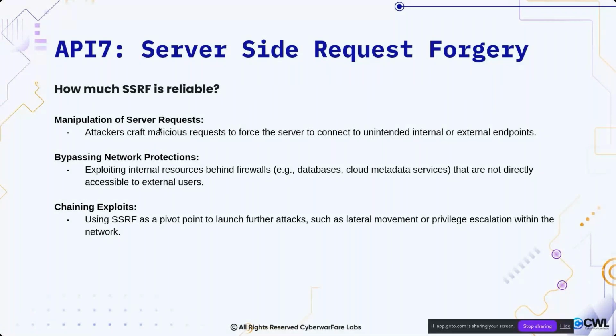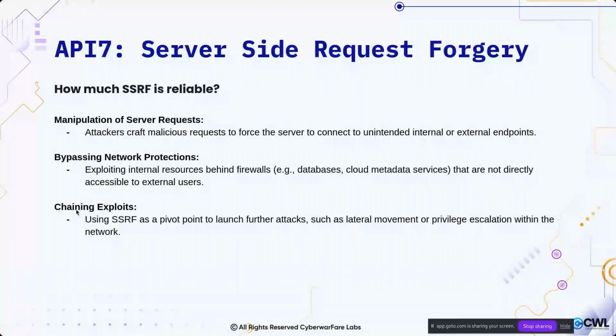The attacker can manipulate the server request. He crafts a malicious request to force the server to connect to unintended internal or external endpoints. He can also bypass network protection. If the server is using a firewall, the firewall is mostly for securing the server from outside threats. But if the attacker can abuse the SSRF, he can bypass the firewall also.